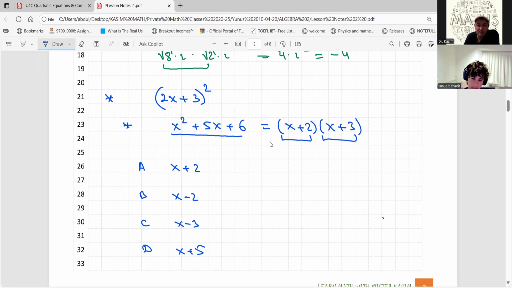Also, it may be a square. For example, if I just add something here, I don't know, x cubed maybe, it may also have a square. Anyway, Yunus, you try to find the questions, okay?